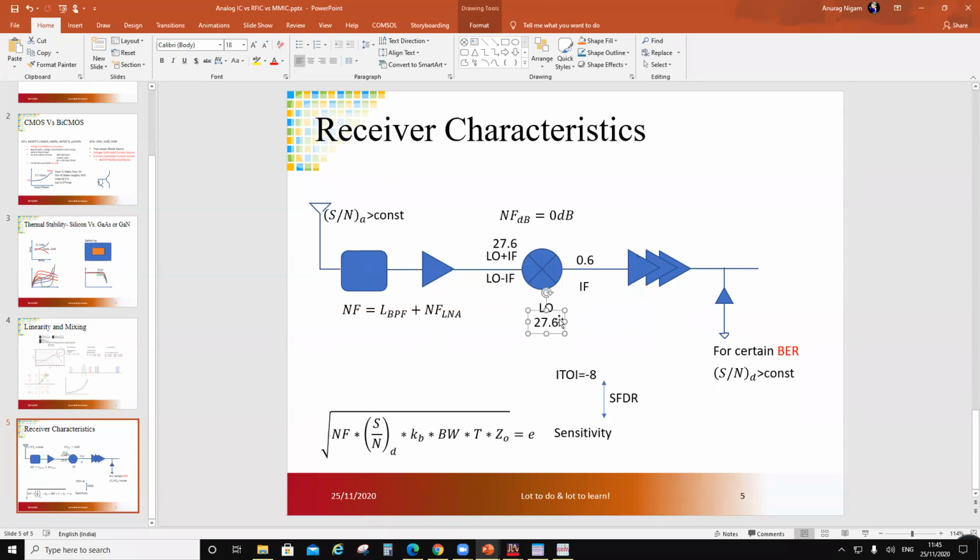This is called low side injection. So my LO is smaller than the RF frequency. Fine, this is what's going to happen if I mix it. Now, what about this component? This component is going to be 26 point, sorry, so this component is going to be 26.4.